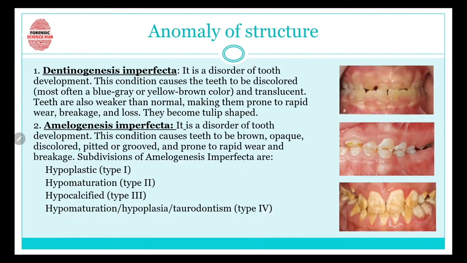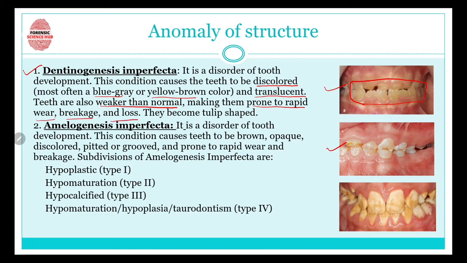Now let's talk about the anomaly of structure. So first comes dentinogenesis imperfecta. It is a disorder of tooth development. This condition causes the teeth to be discolored, often a blue-gray or yellowish brown color, and they become translucent. If you look at this picture, you can see that the teeth are slightly transparent in this case, right? They are yellowish brown color. They are also weaker than normal, making them prone to rapid wear, breakage and loss.